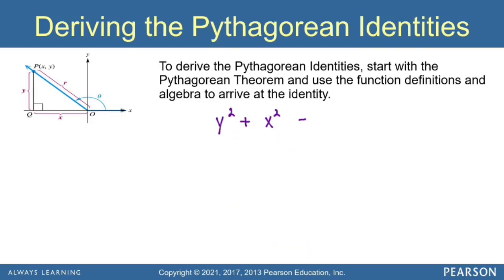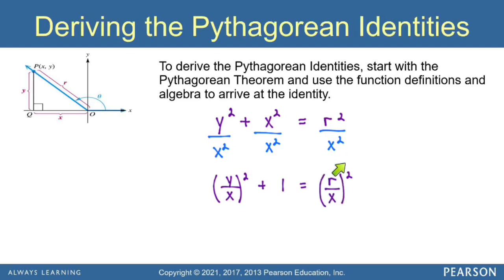Now let's take our Pythagorean theorem again, and this time instead of dividing through by r squared, let's divide through by x squared and see what happens. And so we'll do the same exponent step again. We'll take our two exponents and just write the fraction in parentheses so that we only need one exponent. And right here on the second term, x squared over x squared this time makes 1. And over here on the right side of the equation, we'll use our exponent rule and write r over x in parentheses and the whole thing squared.